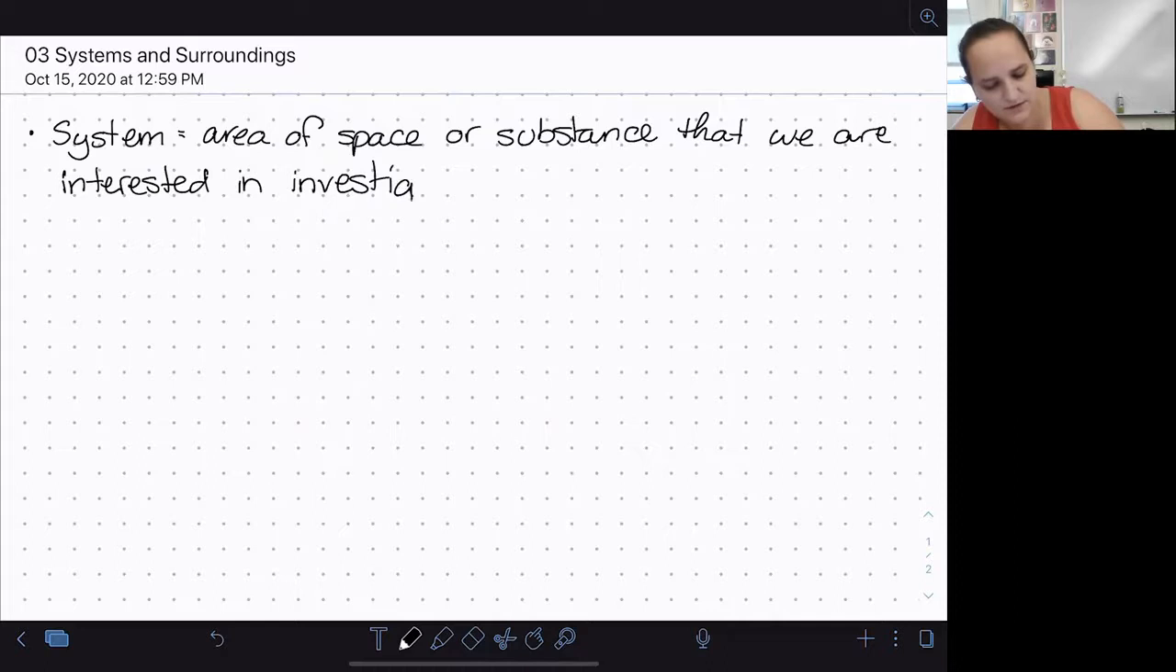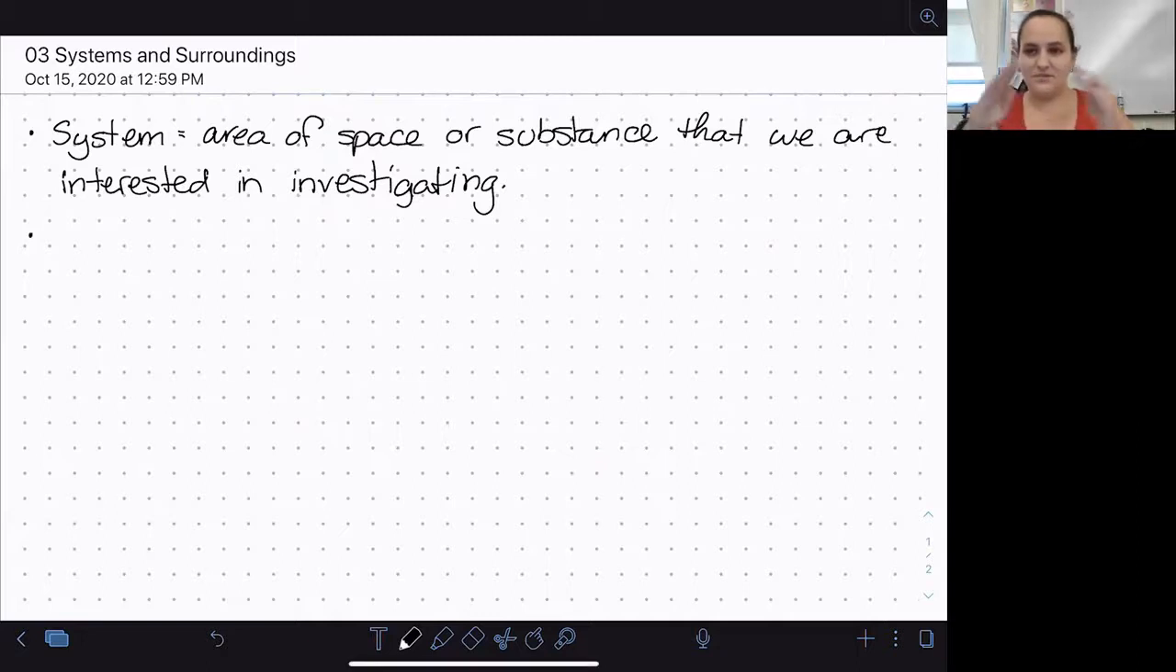In our experiment or calculation, whatever we're doing at the moment. So the system is generally one small portion of the universe, either an area of space or a substance, a particular sample of a substance.